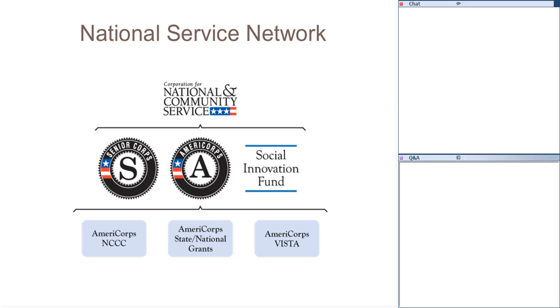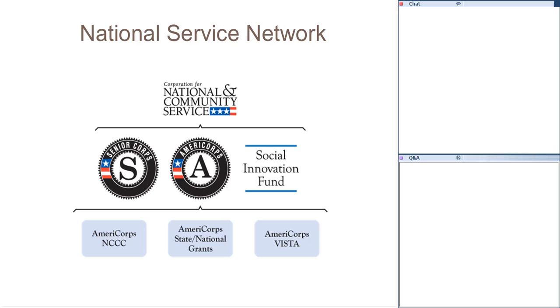And then the Retired Senior Volunteer Program, RSVP, that provides seniors 55 and over with a whole range of volunteer and service opportunities ranging from disaster relief to arts education to community development.